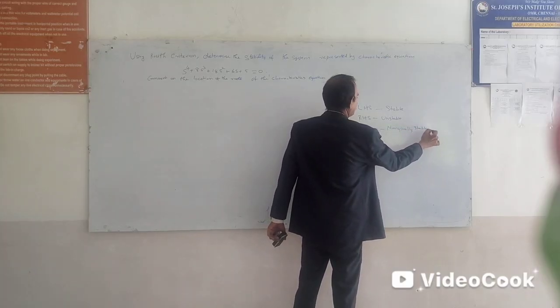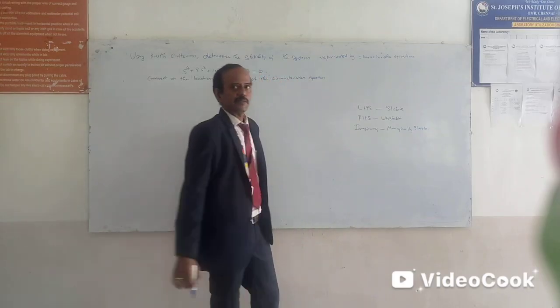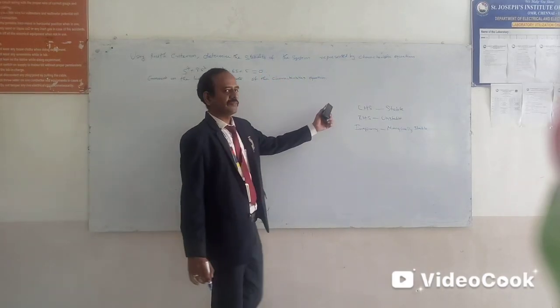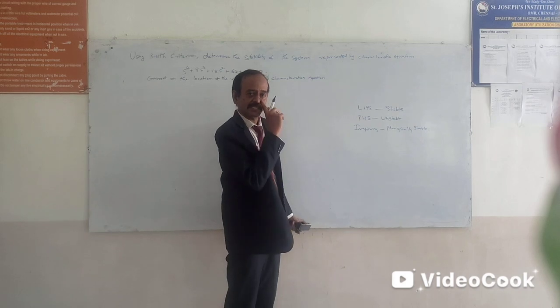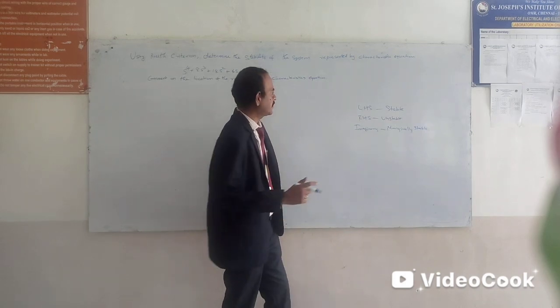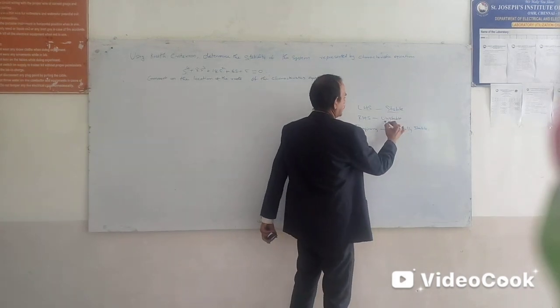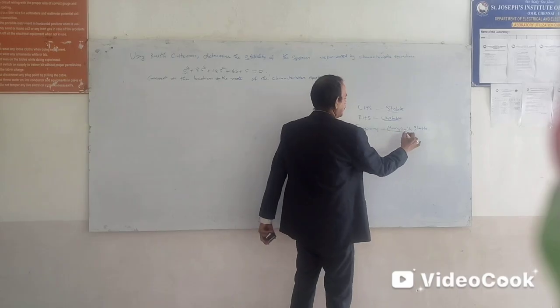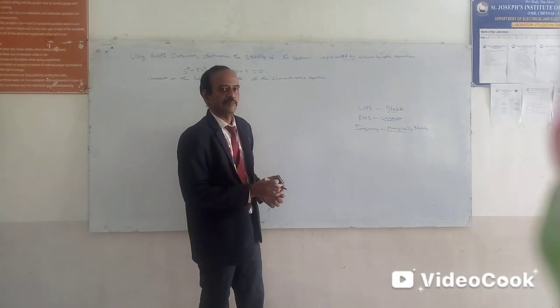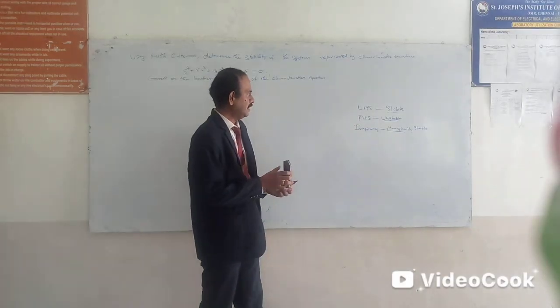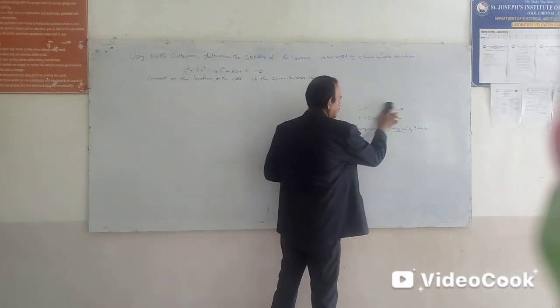So these are the three main conditions depending upon the root location. One is the left half of the S-plane, one is the right half of the S-plane, and another one is the imaginary axis. If it lies on the left half of the S-plane, the system is stable. Right half of the S-plane means the system is unstable. If it lies on the imaginary axis, the system is marginally stable. So these depend upon the root location.